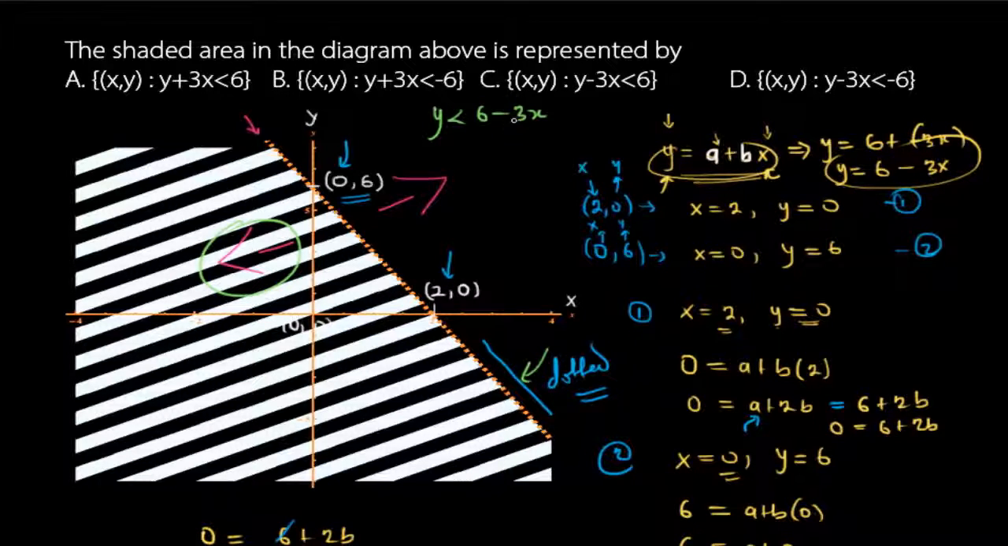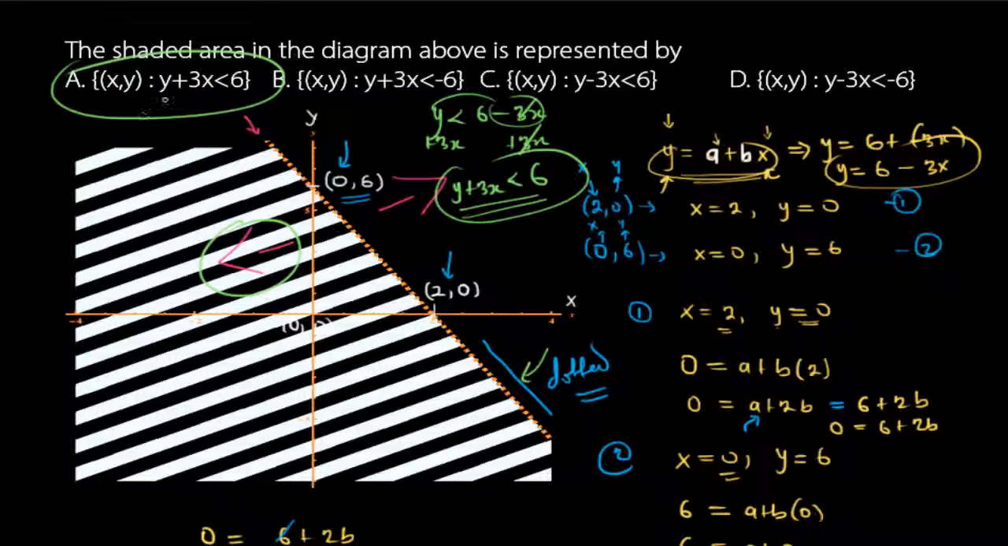So let's write this properly. We can bring 3x to the other side, or we can add 3x to both sides. So plus 3x, plus 3x. So what you have is y plus 3x less than, so negative 3x cancels, and you have 6. So our answer is A, y plus 3x less than 6. So that's the solution.